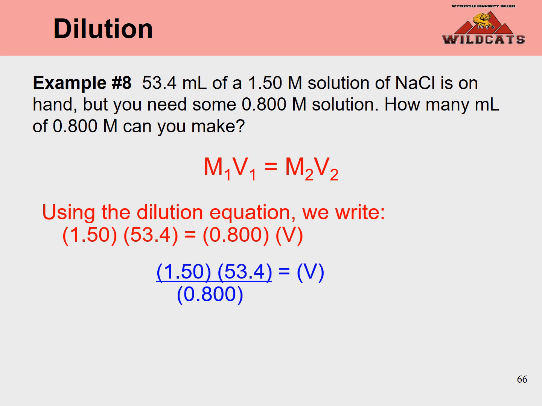So I'm going to send the 0.80 to the left-hand side. Because it's on the top on the right, it's going to go onto the bottom on the left. Multiply both sides by the inverse or the reciprocal and solve for V. So I'm going to multiply the two top numbers and then divide by the bottom number. And I end up with 100 milliliters to keep it to three significant figures. I could, but I'm lazy, write it as 1.00 times 10 to the second milliliters if I really wanted to conserve those significant figures.